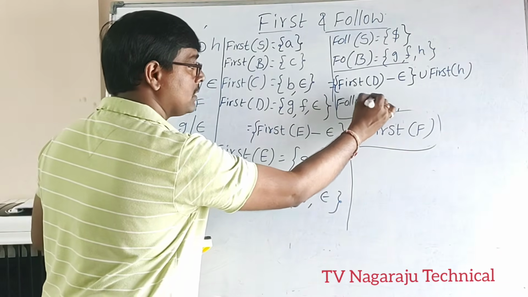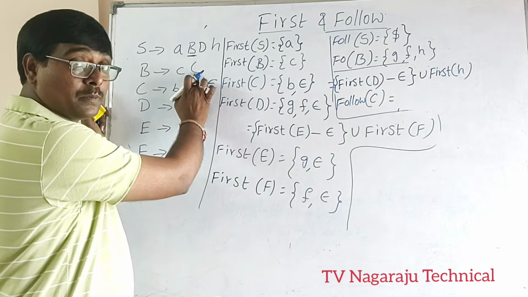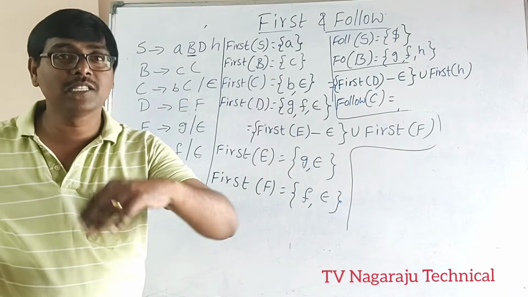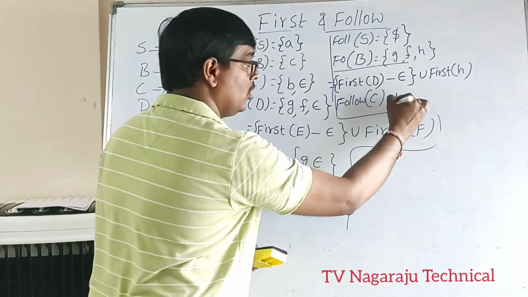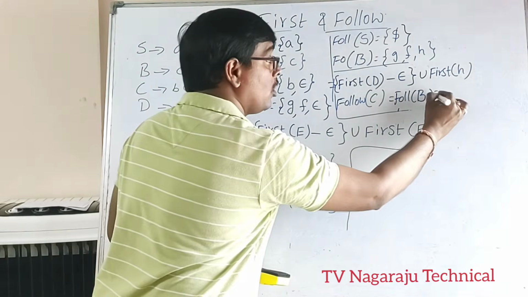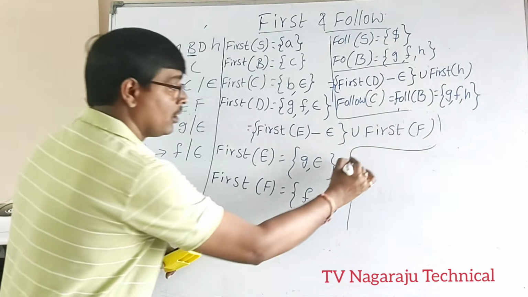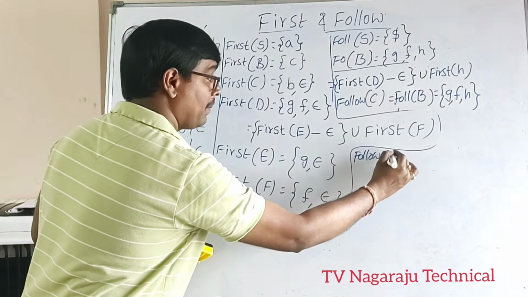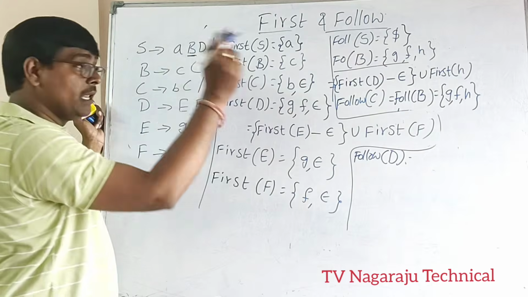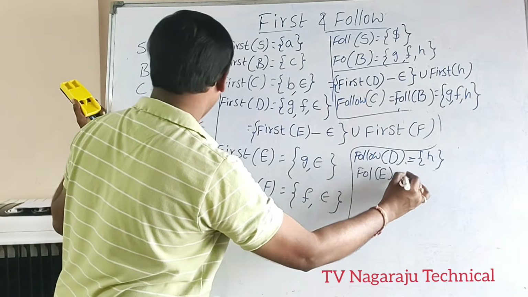Now follow of C. Where does C appear? C appears in this production. C is not followed by anything. If nothing is after C, simply follow of C is equal to follow of its parent. C is coming from B. So follow of its parent: G comma F comma H. Now follow of capital D. Where does D appear? D appears here. D is followed by a terminal H. Simply write H.